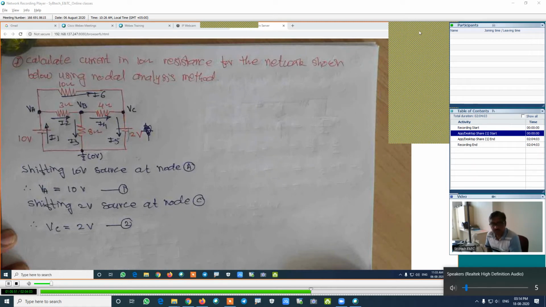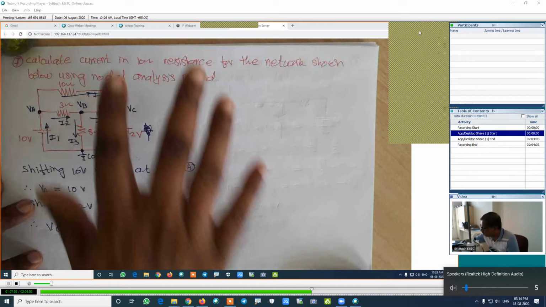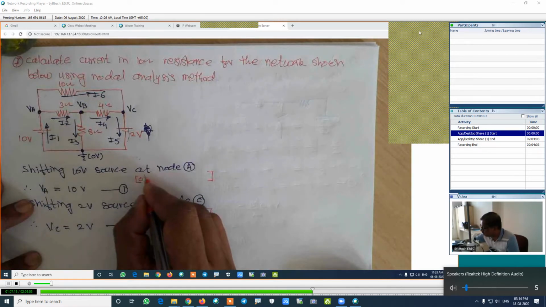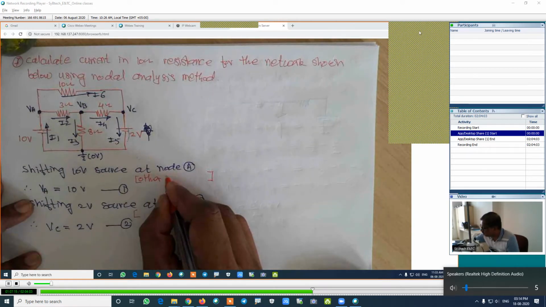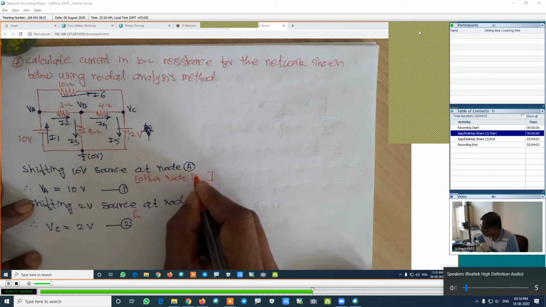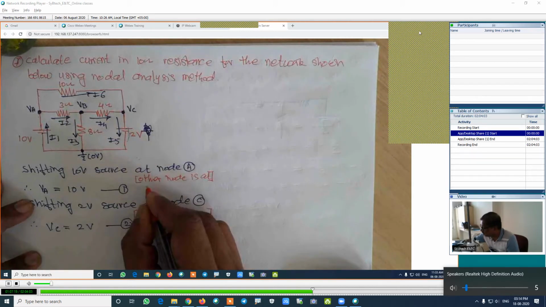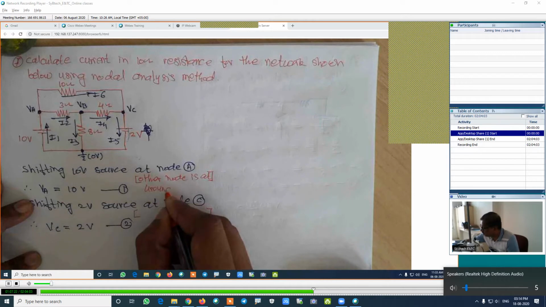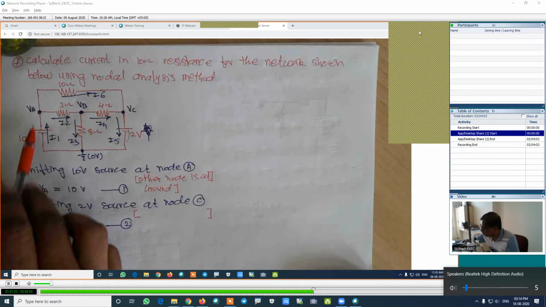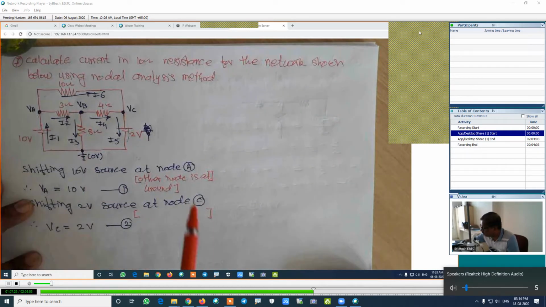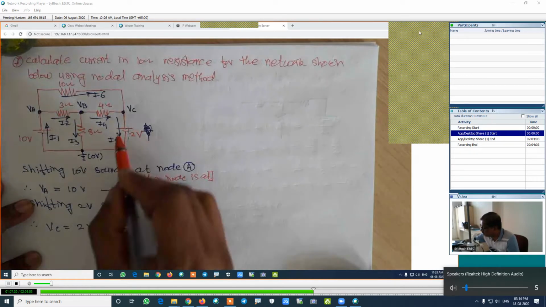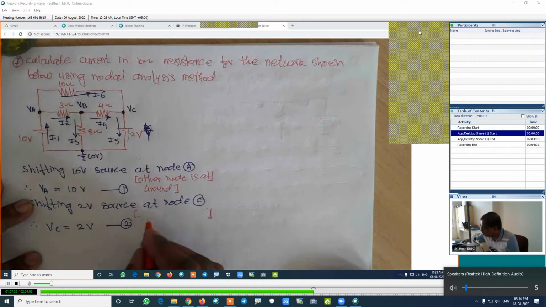Similarly, shifting the 2 volt source at node C, therefore VC is equal to plus 2 volt. This is equation number 2. Now we have the 2 equations. Now, the third equation we can obtain, write in your notebook.